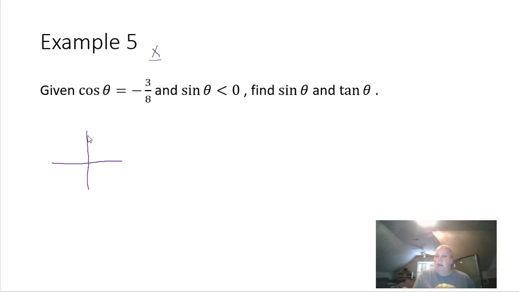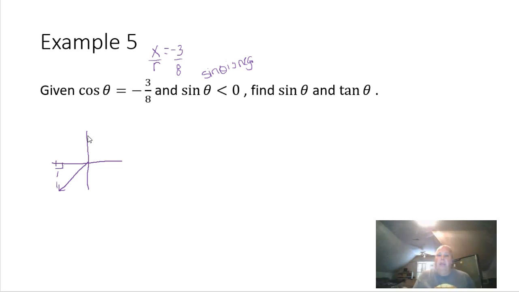Remember, the cosine is x divided by r, and our r is always going to be positive. So that means that x in our case is going to be negative 3, and r is going to be the positive 8. The fact that the sine is less than 0 means that the sine is negative. And the sine is negative in quadrant 2 and in quadrant 4. But the only place where both the cosine and the sine are negative is down here in quadrant 3. That means my angle is going to be down here in quadrant 3.